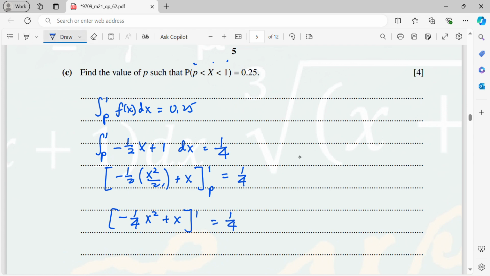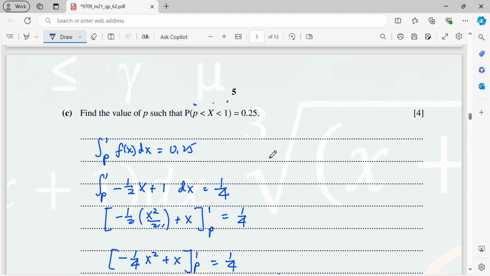Now replace the x by 1. So I will get negative 1 over 4, 1 squared is still 1, then plus 1, and minus when the x is replaced by p. So you will be getting negative 1 over 4 p squared, then plus p, that equals 1 over 4.